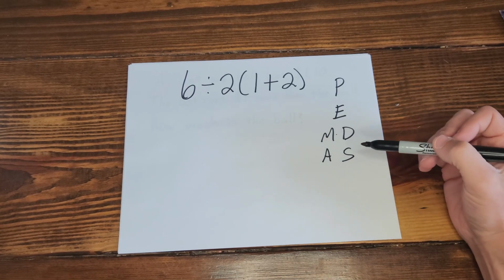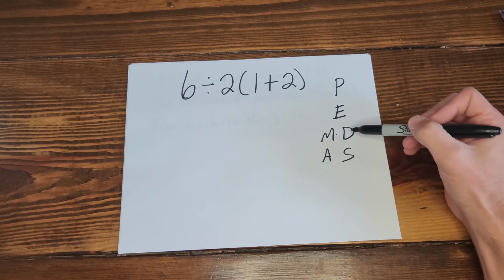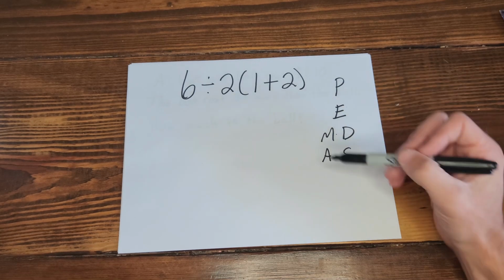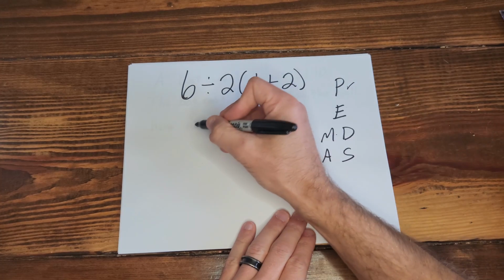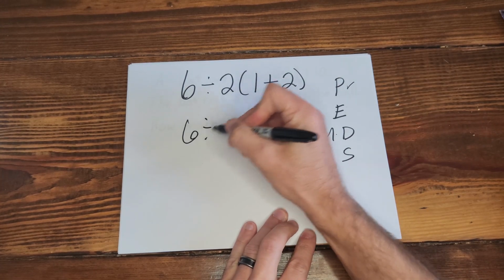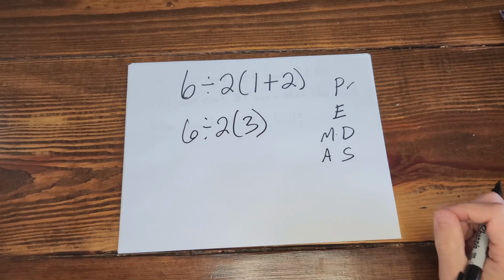Multiplication and division will cancel each other out. So it doesn't necessarily mean that multiplication comes before division. They are on the same level. So let's start this problem over from the top. Once again, we're still going to start with parentheses here up at the top. So we're going to have 6 divided by 2 times 3.